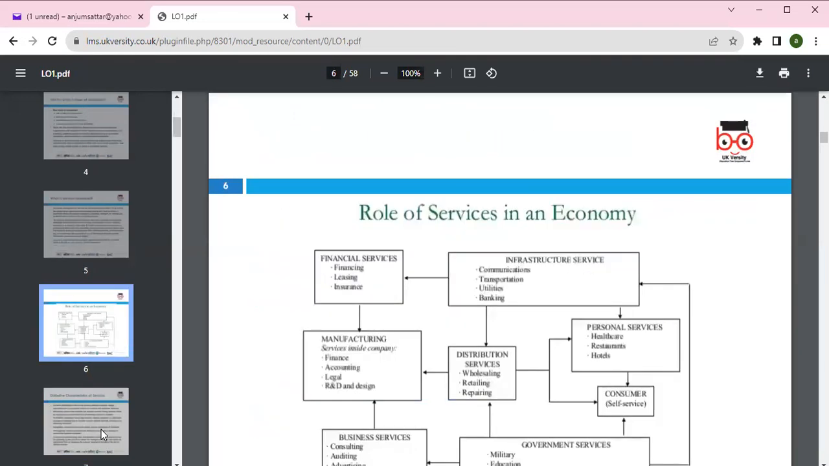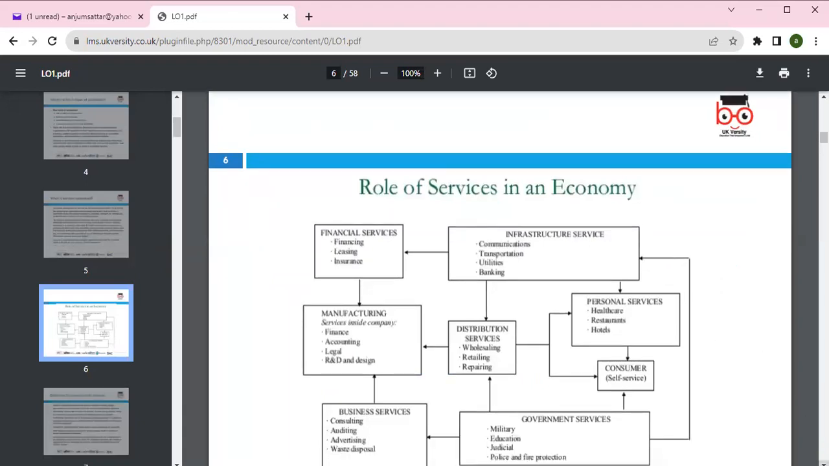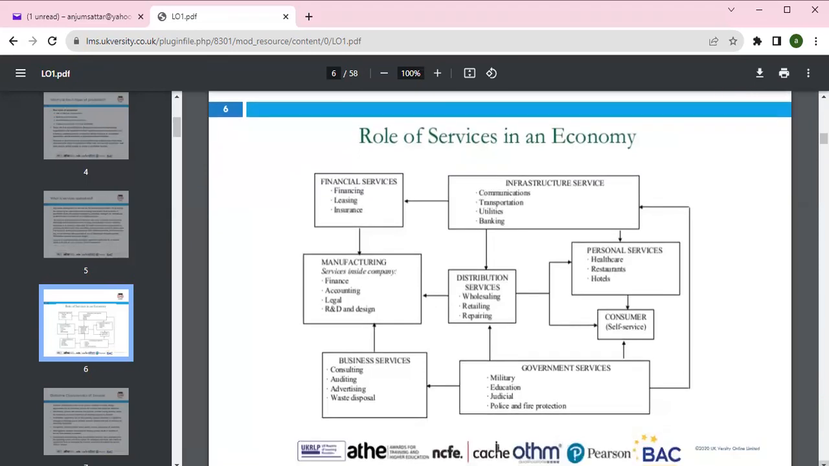Next in our discussion is the role of services in the economy. If we think about the UK economy, 60% of income comes from services. Your product may be wonderful, but if the service is not good, there is a gap. So we need to look at the financial services.